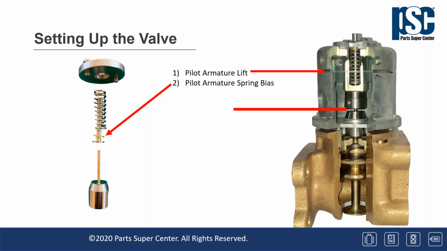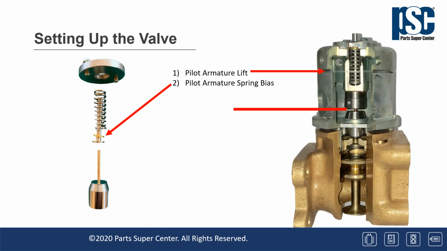And you can do this by removing the coil and adding shims underneath the coil housing cap until you achieve the right gap using a feeler gauge through the hole where the coil leads would normally exit. So these shims come in various thicknesses and you will add or remove them till you get the correct pilot armature lift or gap there. The armature lift is normally 0.65 plus or minus 5 thousandths.